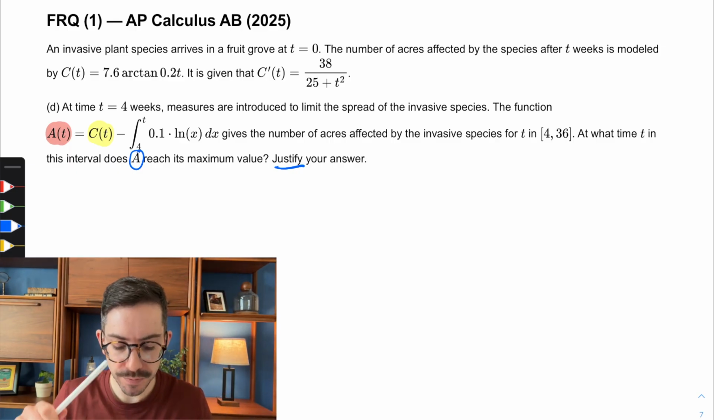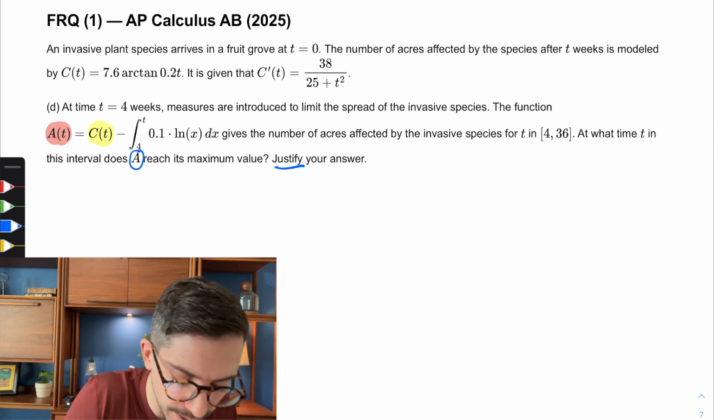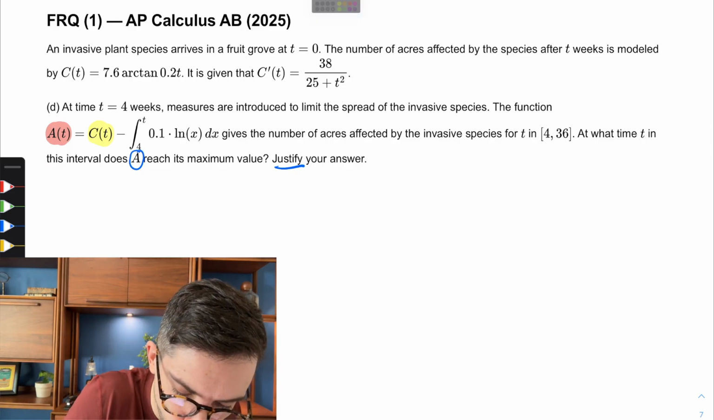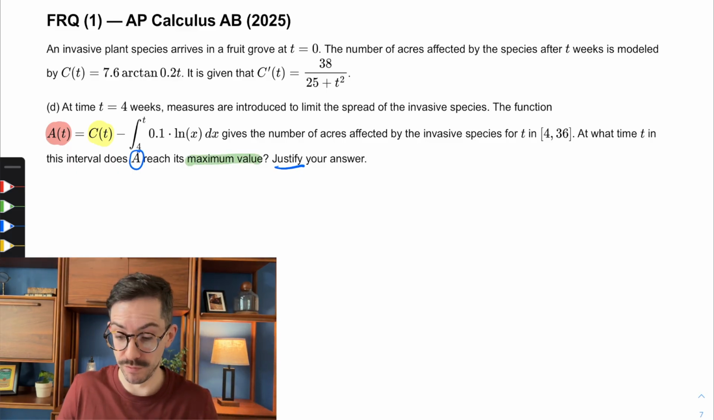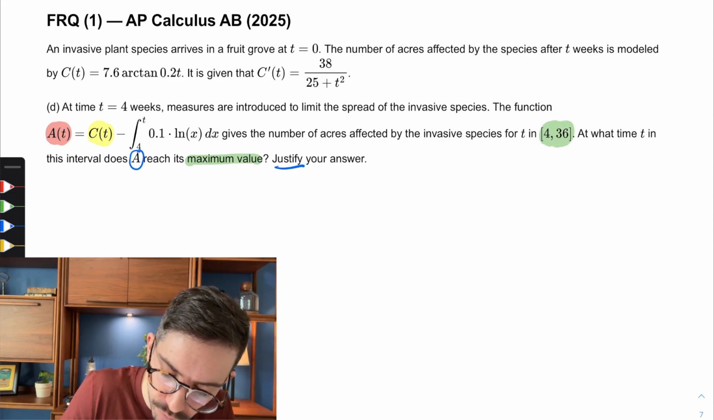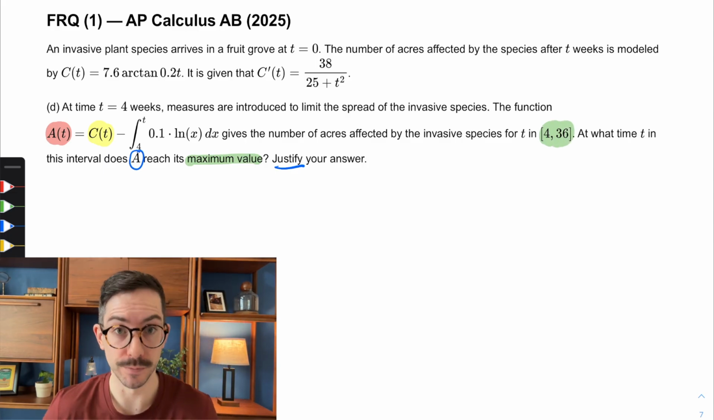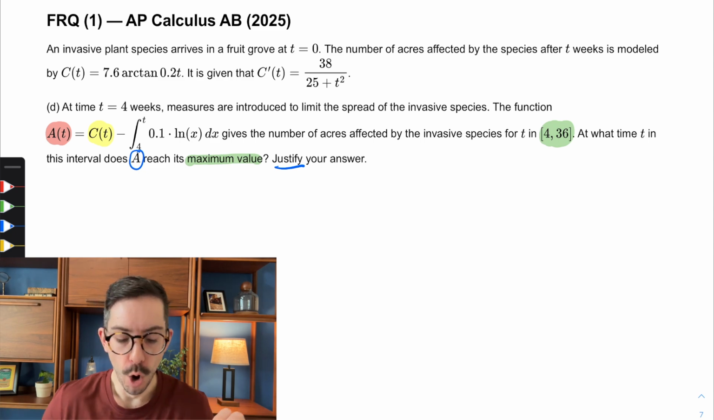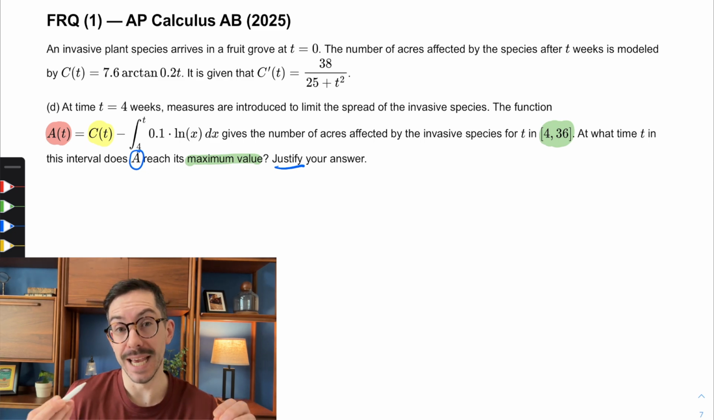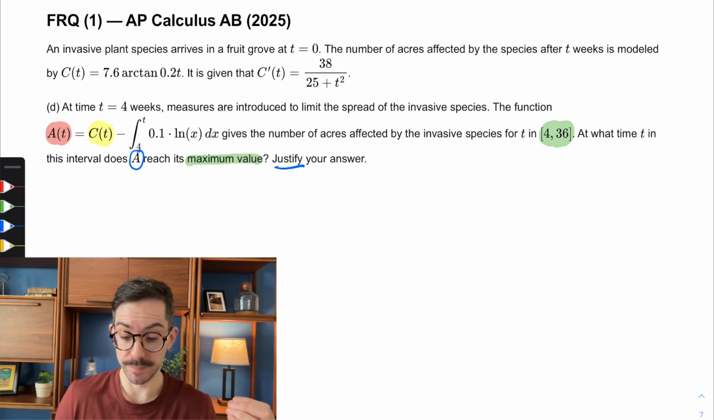Well, there's a couple of flags going up here that make me think this is a pretty standard type of problem, because I see they're asking about a maximum value of this function that I have a rule for, and it's happening over a closed interval. So that makes me think I can use the closed interval method, maybe you call it the candidates test, to figure out what the largest value of A is and where it occurs.